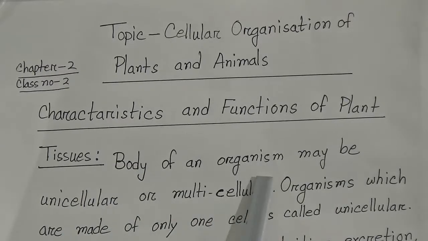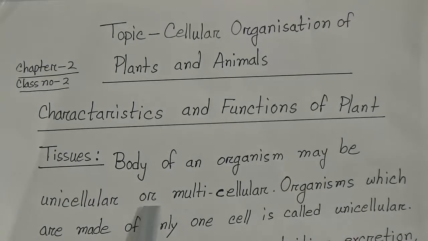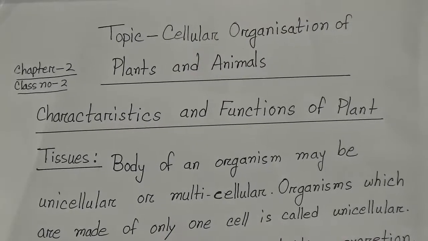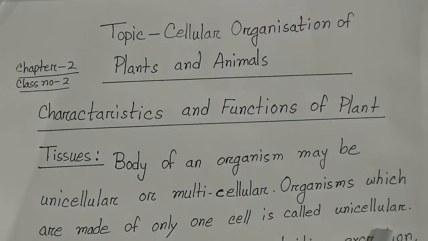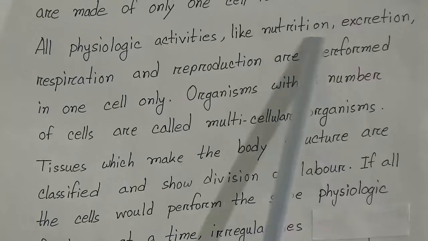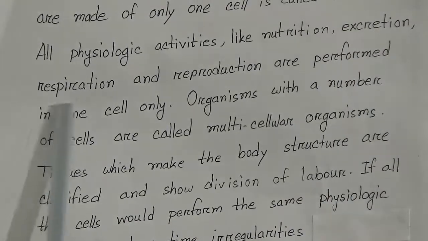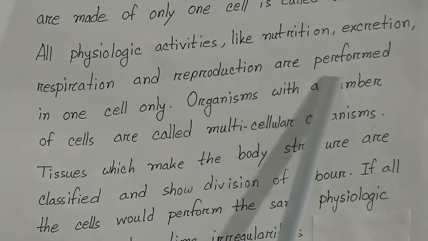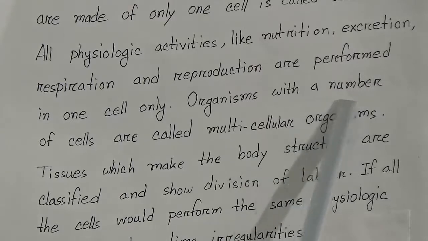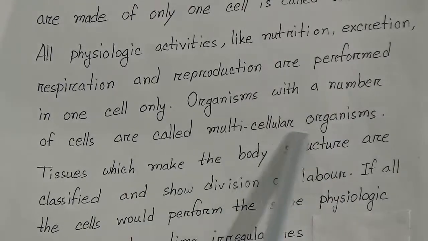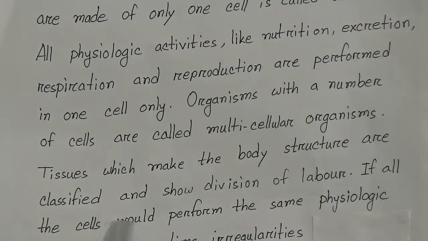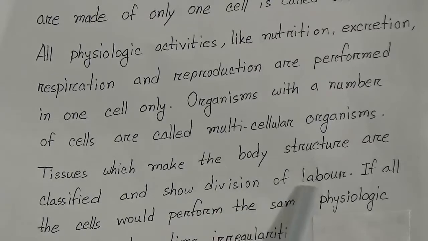The body of an organism may be unicellular or multicellular. That means organisms which are made of only one cell are called unicellular. All physiologic activities like nutrition, excretion, respiration and reproduction are performed in one cell only. Organisms with a number of cells are called multicellular organisms. Tissues which make the body structure are classified and show division of labor.